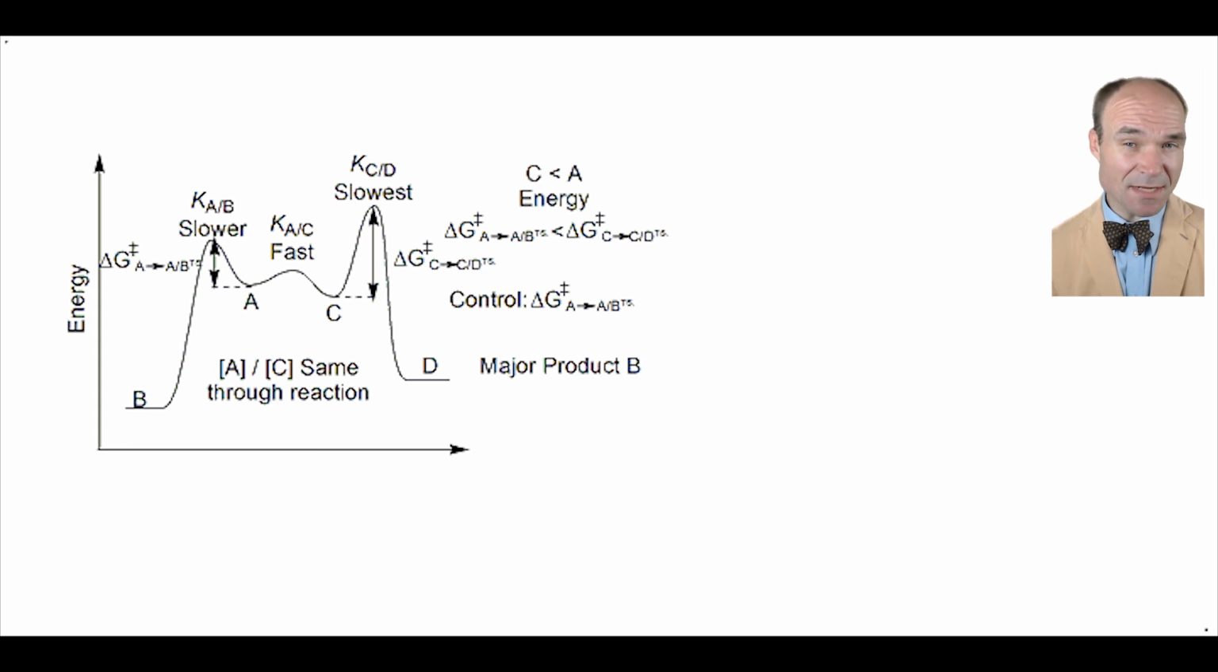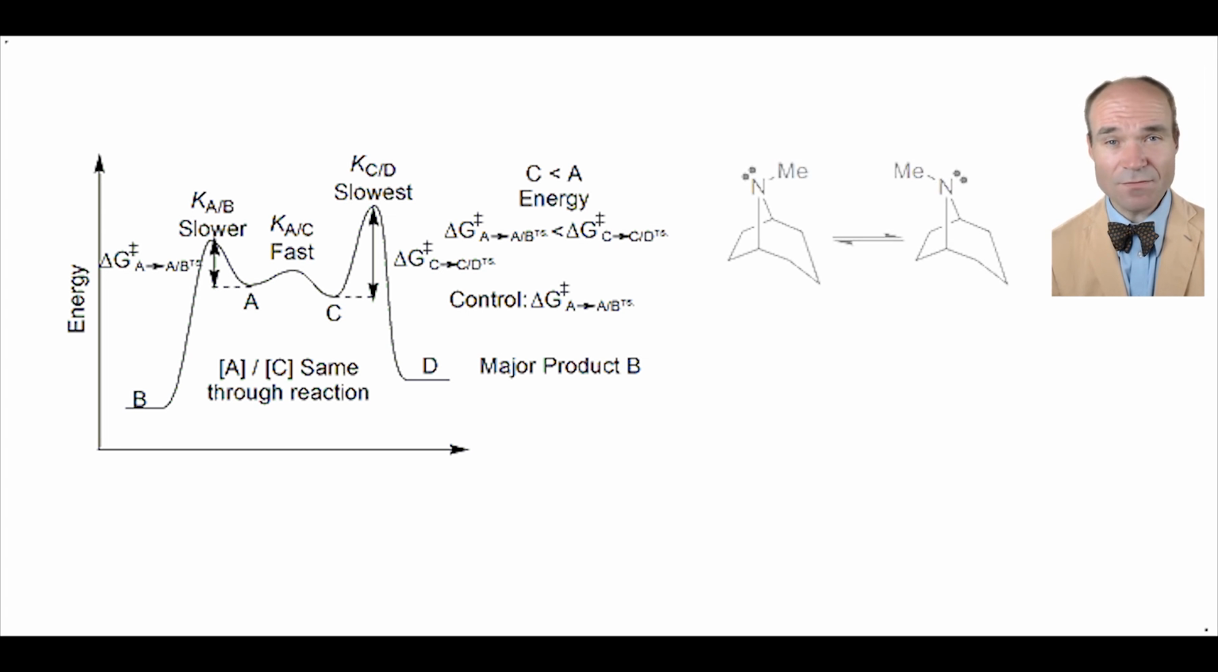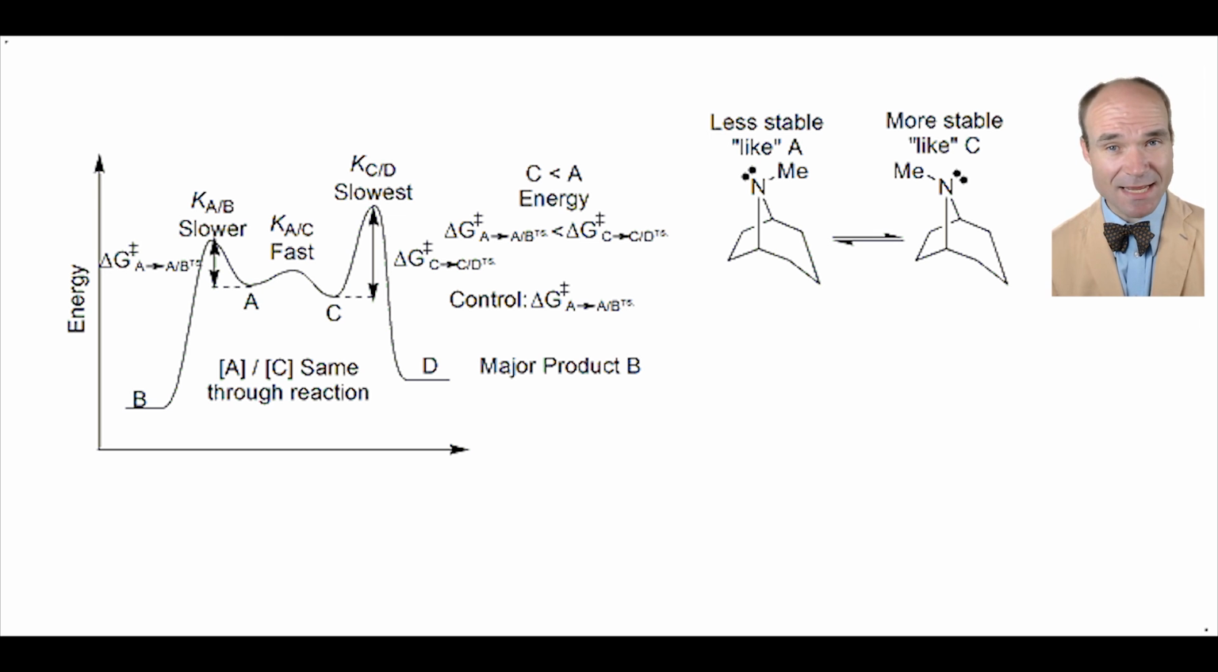A reaction that is exemplary of the key features of this generic reaction energy profile involves the carbon-13 methylation of tropane. One tropane is less stable, like A, whilst the other is more stable, like C. In protonation, the tropanes are non-equilibrating, but this is relative to the reaction they're undergoing and the energy provided to the system. And here, with methylation, the tropanes are equilibrating due to their relatively fast interconversion.